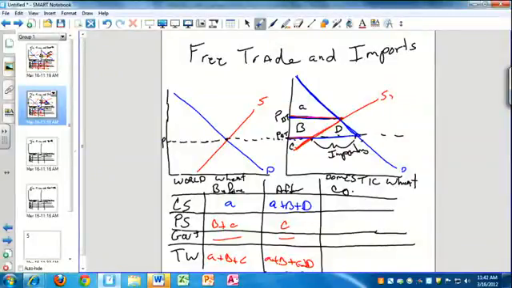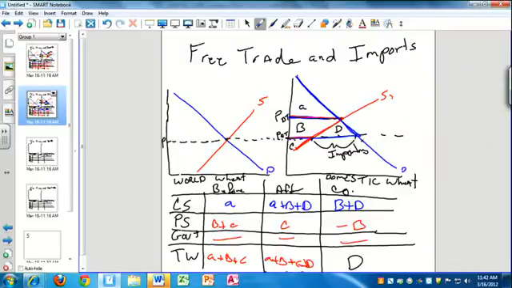Change. The consumer is better off. He gained B plus D. The producer is worse off. He lost B. Government still didn't do anything. Total welfare is a change of D. Increase. So, what do you got? The consumer's better off, the producer's not, and the total welfare is an increase.